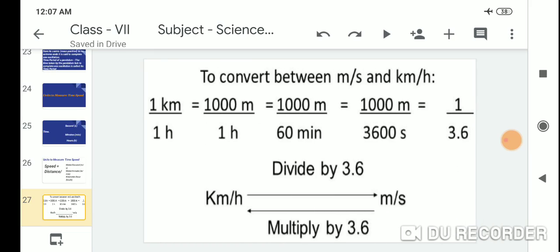To convert between meter per second and kilometer per hour: 1 kilometer divided by 1 hour equals 1000 meters upon 1 hour, which is 1000 meters upon 3600 seconds, equals 1 upon 3.6. So to convert kilometer per hour to meter per second, divide by 3.6, and to convert the other way, multiply by 3.6.